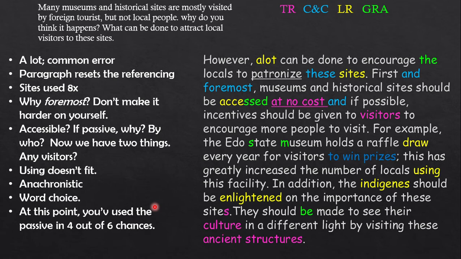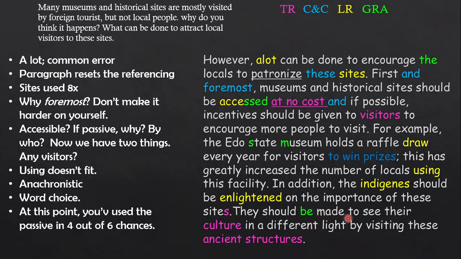Now wait a minute. They should be made. Well, let's get to that in a second, but what it means. But look, can be done. And here it wasn't. You didn't mean to say accessible. You meant to say accessed, as this is a passive construction. All right. Oh yeah, that's active. Should be enlightened. Be made. You use the passive far too often. Right? Well, why do you use the passive here?